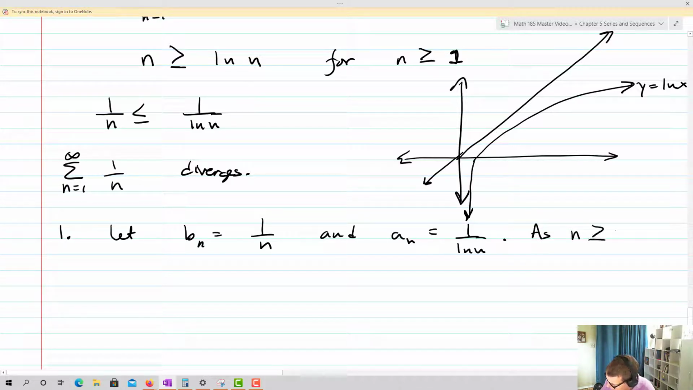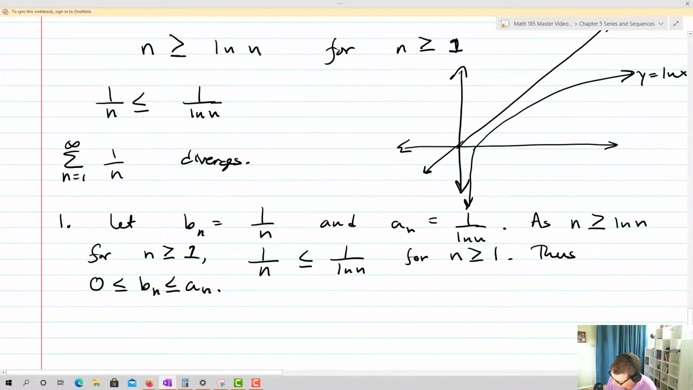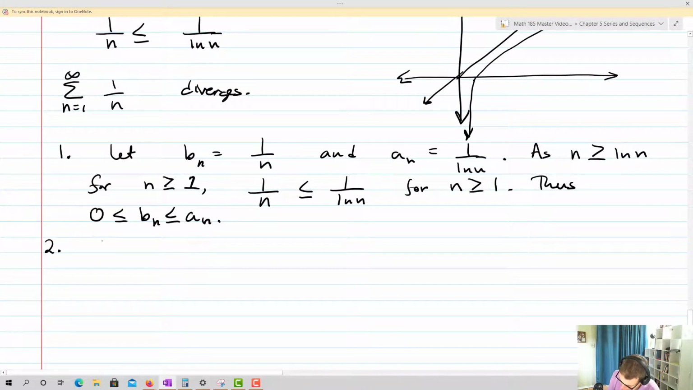I would say as n is greater than or equal to the natural log of n for n greater than or equal to 1, 1 over n is less than or equal to 1 over the natural log of n for n greater than or equal to 1. Thus, 0 is less than or equal to b sub n, which is less than or equal to a sub n. That's the first thing that I need. The second part is the sum from n equals 1 to infinity of 1 over n diverges as it is harmonic.